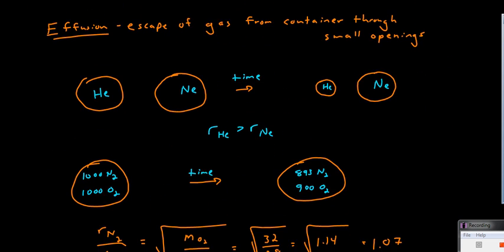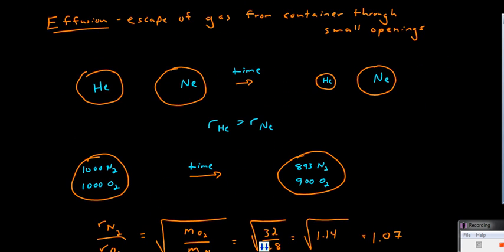We can also discuss effusion. It follows basically the same mathematical rules as diffusion. Effusion is the escape of gas from a container through small openings. So let's say that you had two balloons, one filled with helium and one filled with neon. Give it a little bit of time.